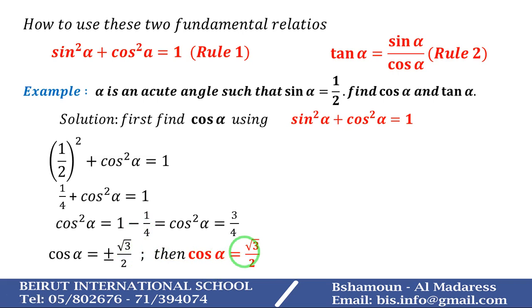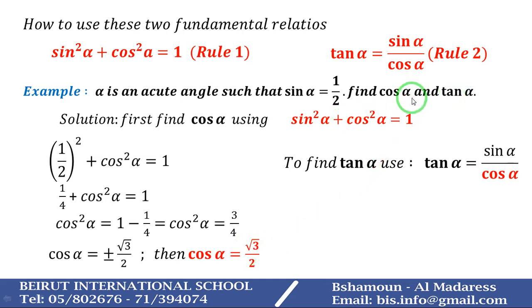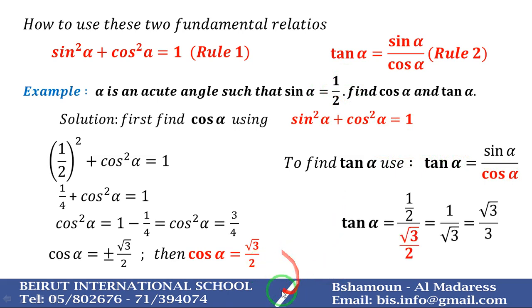Now, we want to find tangent alpha. We found cosine alpha, and now we use the rule tangent alpha equals sine alpha over cosine alpha, with sine given and cosine calculated. So tangent alpha equals 1 over 2 divided by radical 3 over 2, which gives 1 over radical 3. By rationalizing the denominator, multiplying the numerator and the denominator by radical 3, it gives radical 3 over 3.